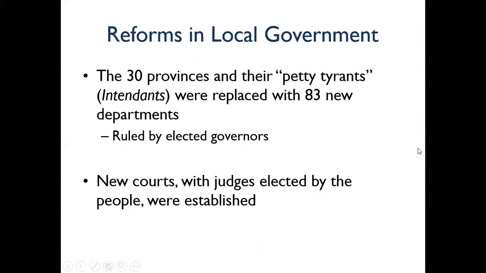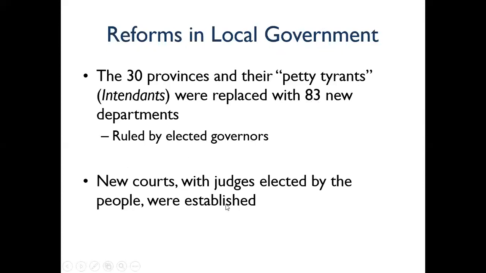Okay. Reforms in the local government. What were the reforms which were brought? The 30 provinces and their petty terrains were replaced with 83 new departments, and they were ruled by elected governors. Everywhere elected. That means the people will elect the rulers. The people will see who acts for them. That was in this National Assembly.